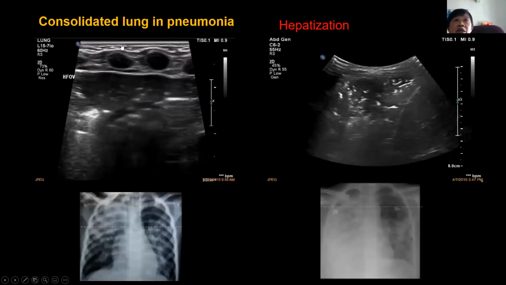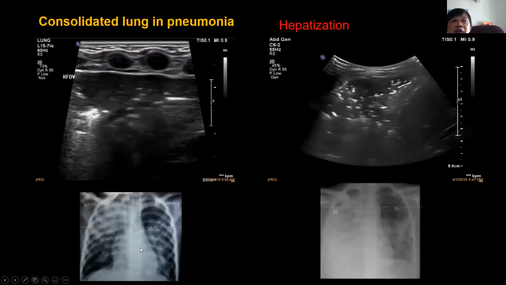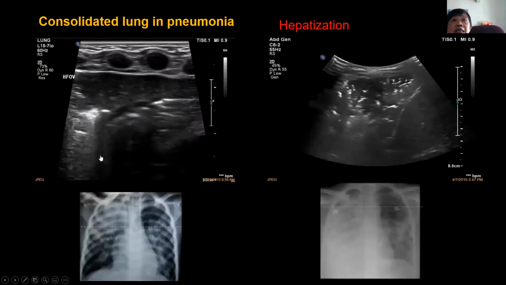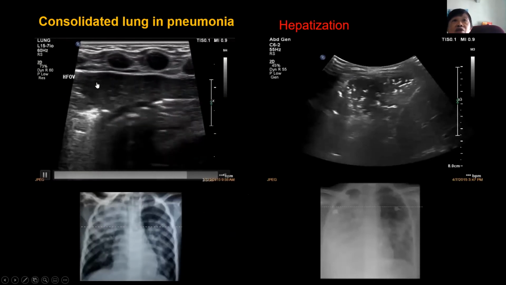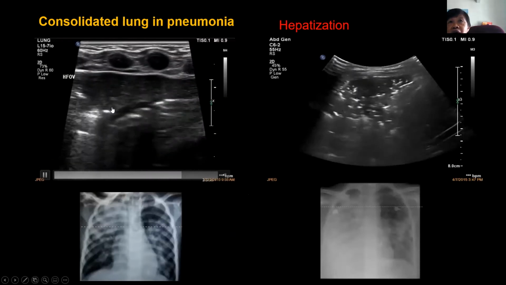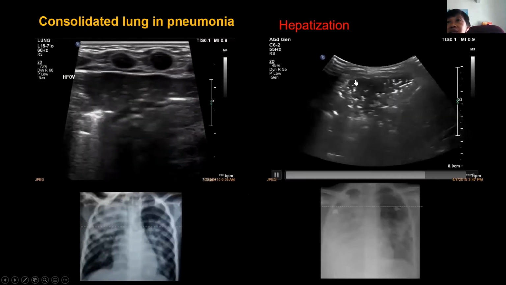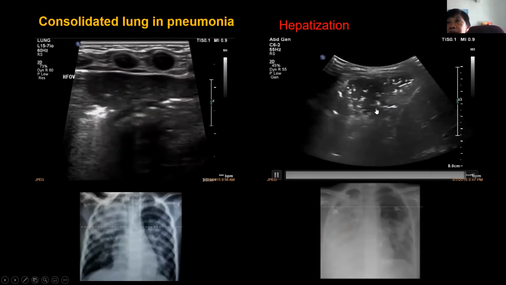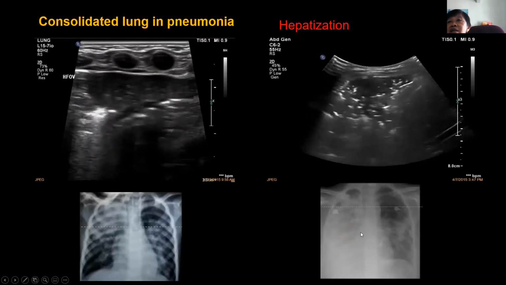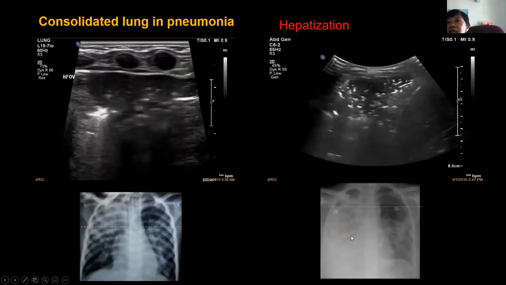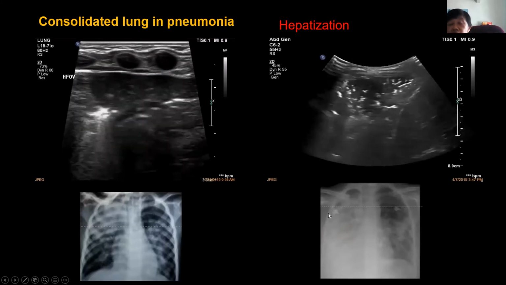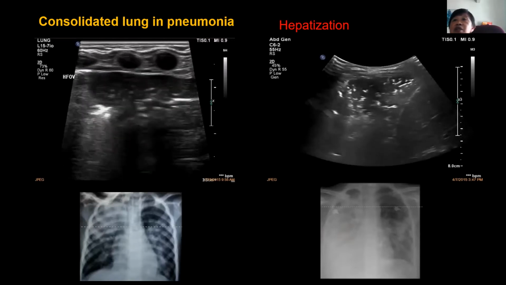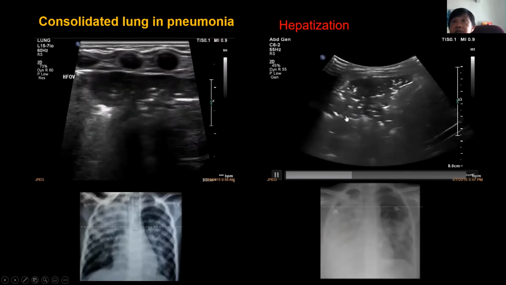Okay, so the consolidated lung in pneumonia, you probably did a chest X-ray, and you will see some areas of opacity here, and then here you will see the Shred sign. This patient is also on high frequency ventilation, and here is the hepatization, where you can see the starry sky appearance of the air bronchogram. So ultrasound in a way helps to confirm whether this is consolidation, or fluid, or a tumor, and we can use it to assess the response to your antibiotic therapy. So in this patient, you wouldn't put in a chest tube because this is consolidation.